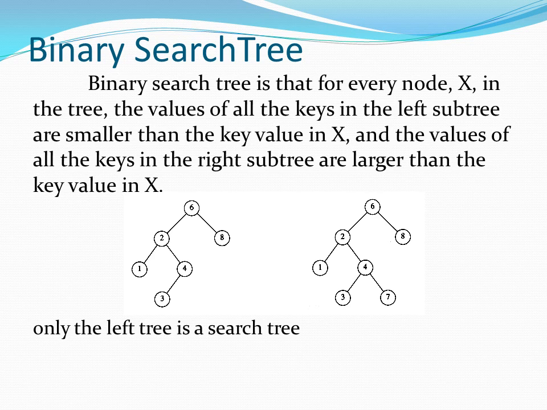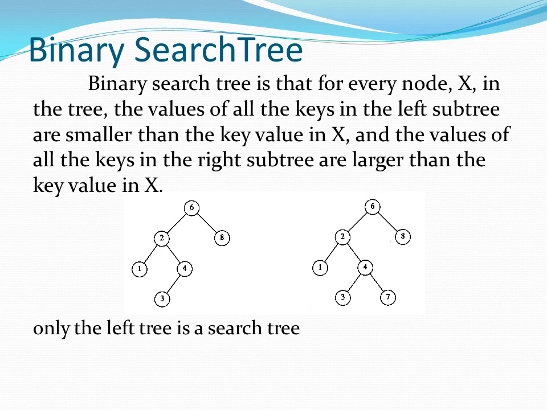Binary search tree ADT. A binary search tree is a tree in which for every node X in the tree, the values of all the keys in the left subtree are smaller than the key value in X, and the values of all the keys in the right subtree are larger than the key value in X. For example, here two trees are given. The left side tree is a binary search tree, but the right side tree is not a binary search tree.